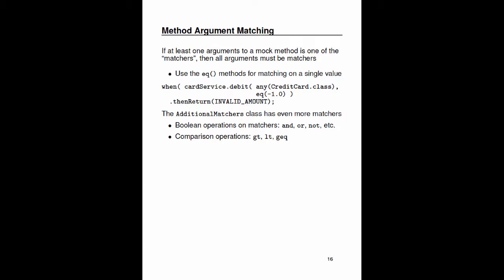You can go look at the Mockito API. It's actually very rich. It has all sorts of really cool matchers, including these additional matchers, which will let you put together more complex logic around matching. So you can have Boolean operations. You can have greater than, less than, equal to, greater than or equal to, all sorts of good stuff like that.